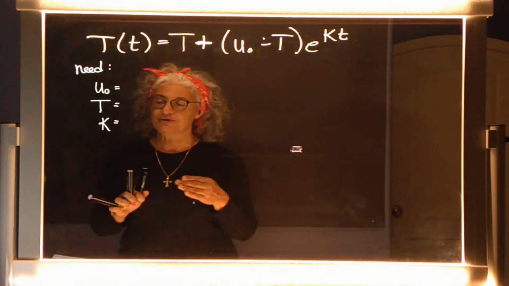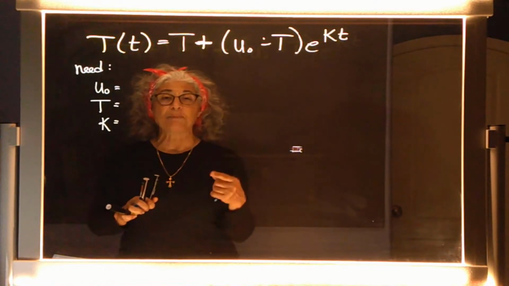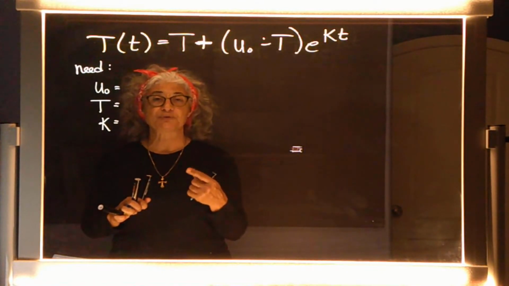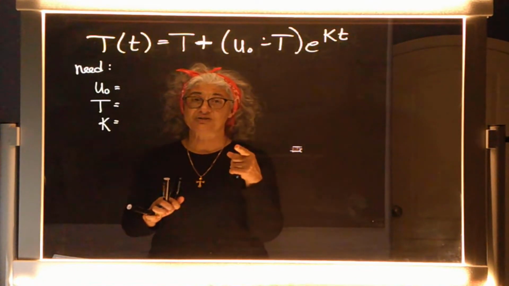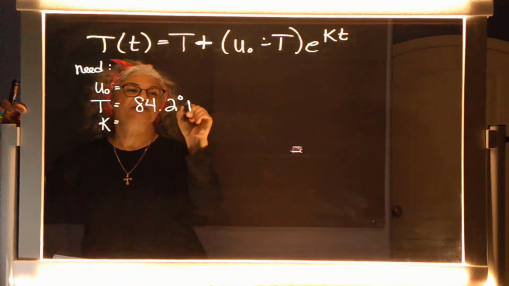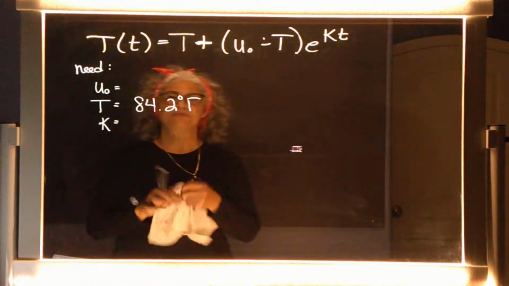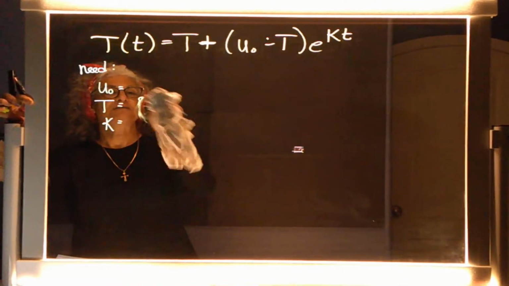So we have the coroner who arrives at a murder at 9 p.m. She finds the temperature of the body to be 84.2 degrees Fahrenheit. Okay, so that's the initial temperature, isn't it? So we have 84.2 degrees Fahrenheit. That's the initial temperature of the body. Agreed? Okay.